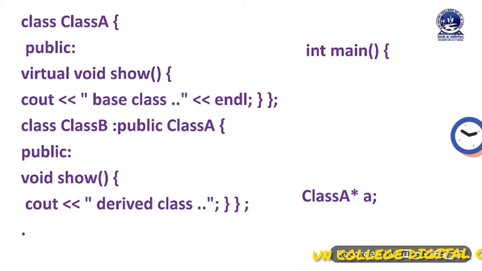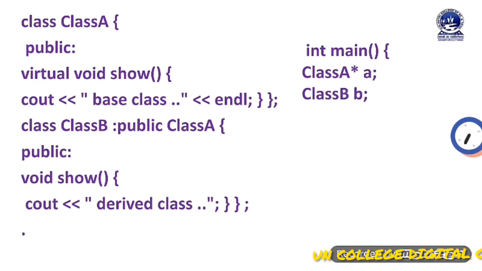Then in the main method, I have used one class A pointer A. Here A is the object pointer, then class B, and B is the object of class B. Then A equal to address of B. Here, as A is the base class pointer, a base class pointer can contain the address of, or can refer to, the object of the derived class, but the reverse is not true.